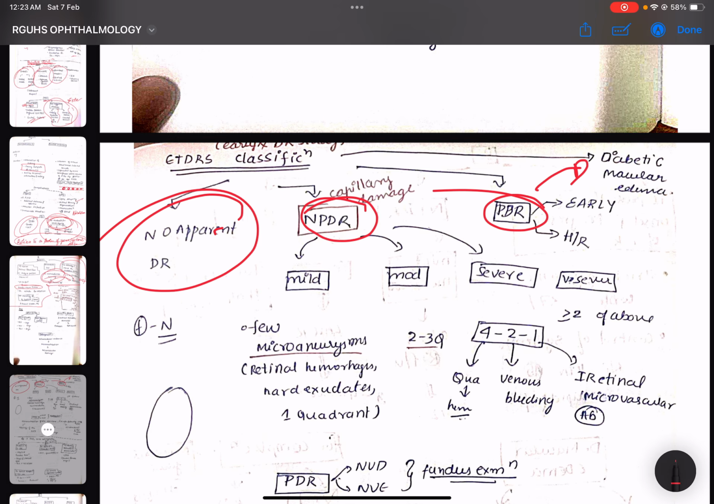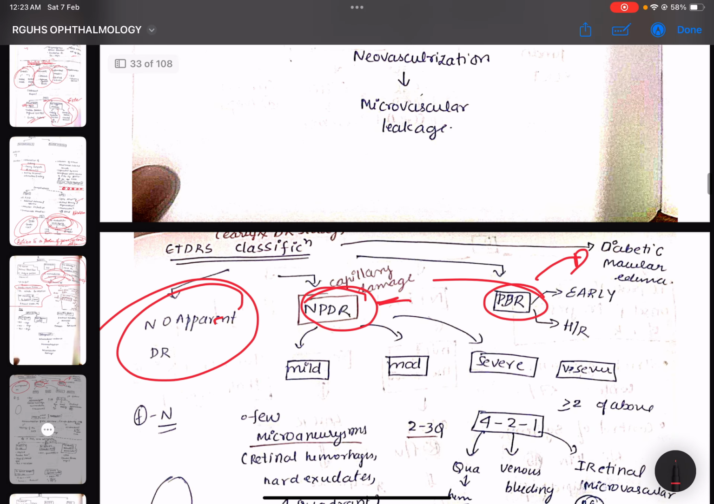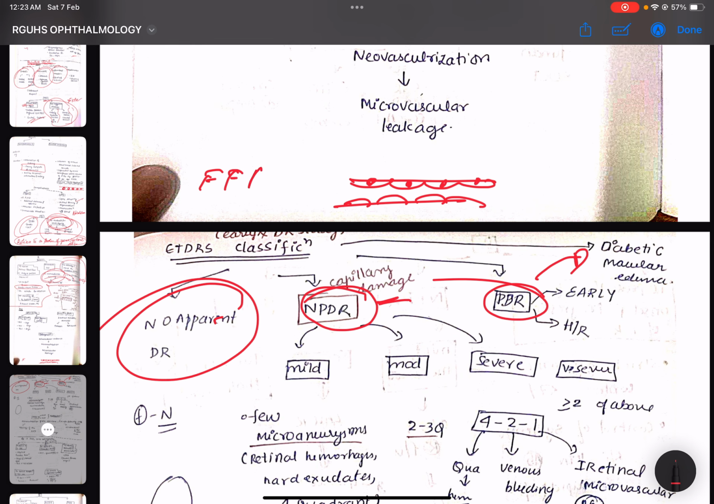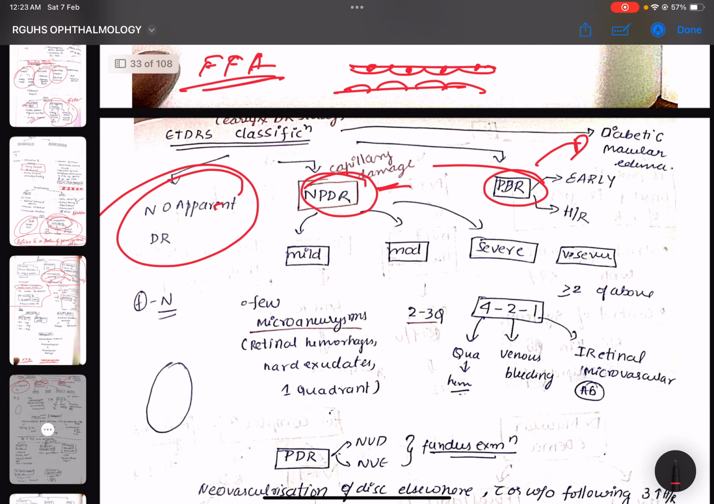First, diabetes affects your capillary. This capillary has pericytes. If pericytes are affected, that is called capillary damage. So what will you have? Microaneurysm. What do you do? FFA. What is that? You will have hyperfluorescence with a beaded appearance. This is the first thing which happens.